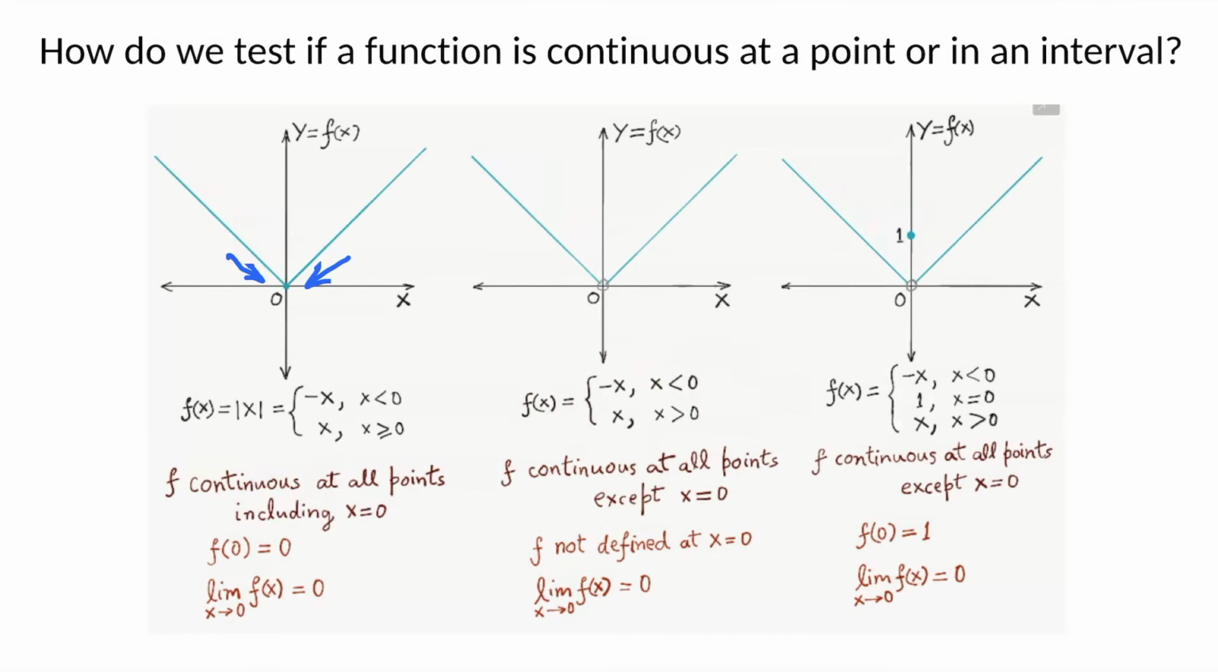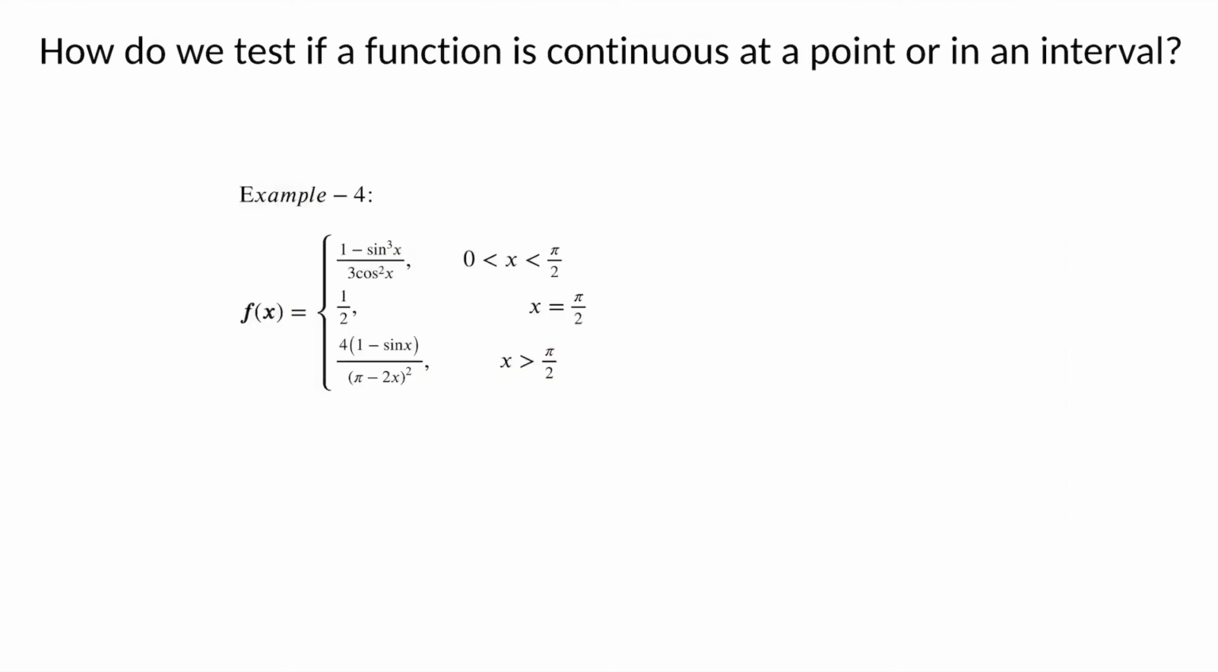Whereas on the top right graph, the function is defined at x equal to 0, but it takes a different value, which is 1 at x equal to 0, than the value that it seems to approach as a limit as x approaches 0, which is the value 0. So these two are not equal, and therefore it is not continuous.